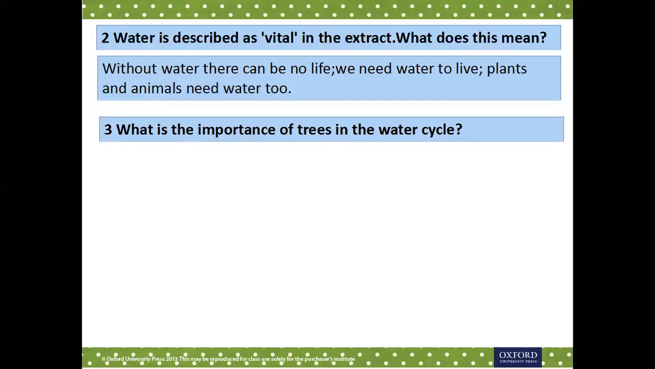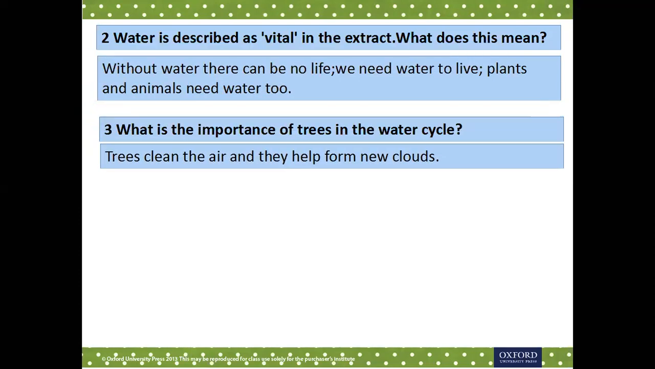What is the importance of trees in the water cycle? So we talked about trees. What do trees do in this cycle? They take the air and they give us oxygen. That's correct. So trees clean the air and they help to form new clouds.